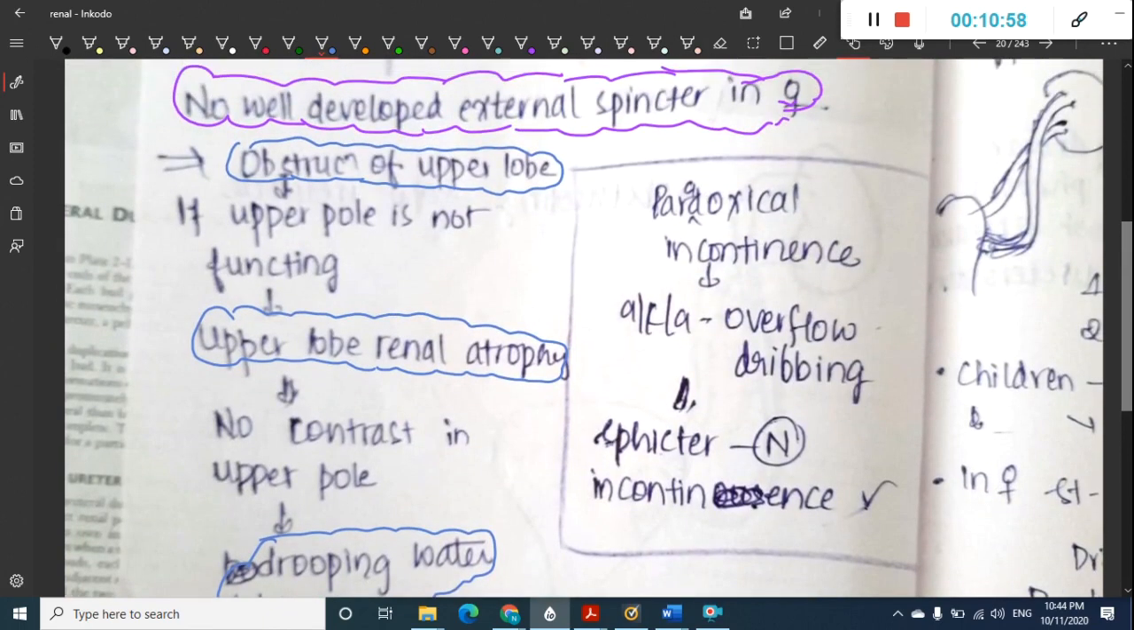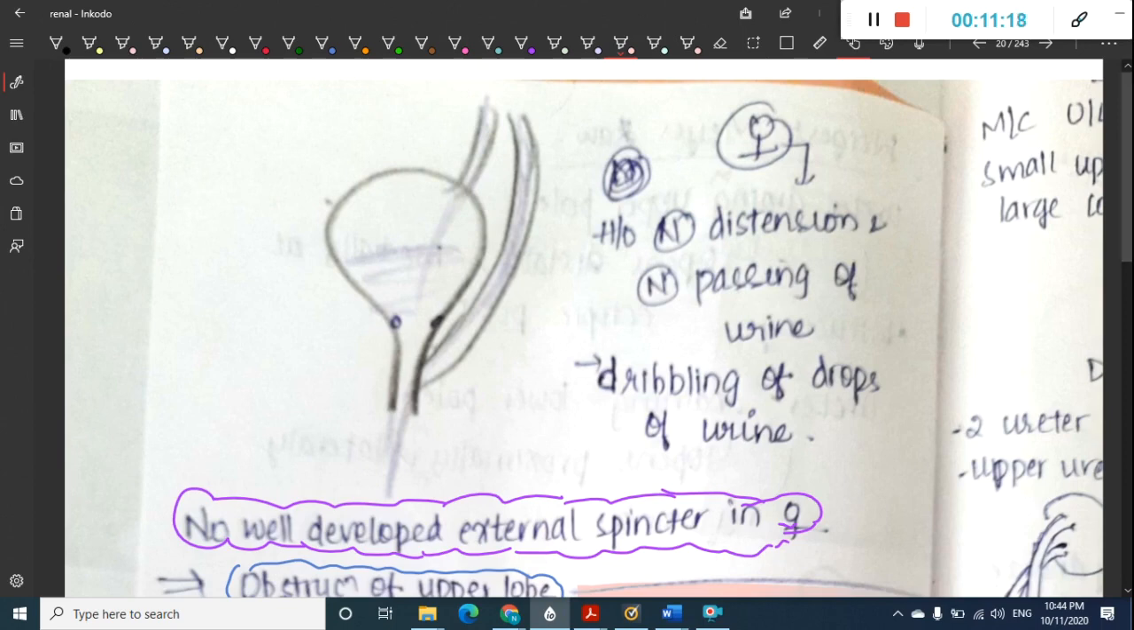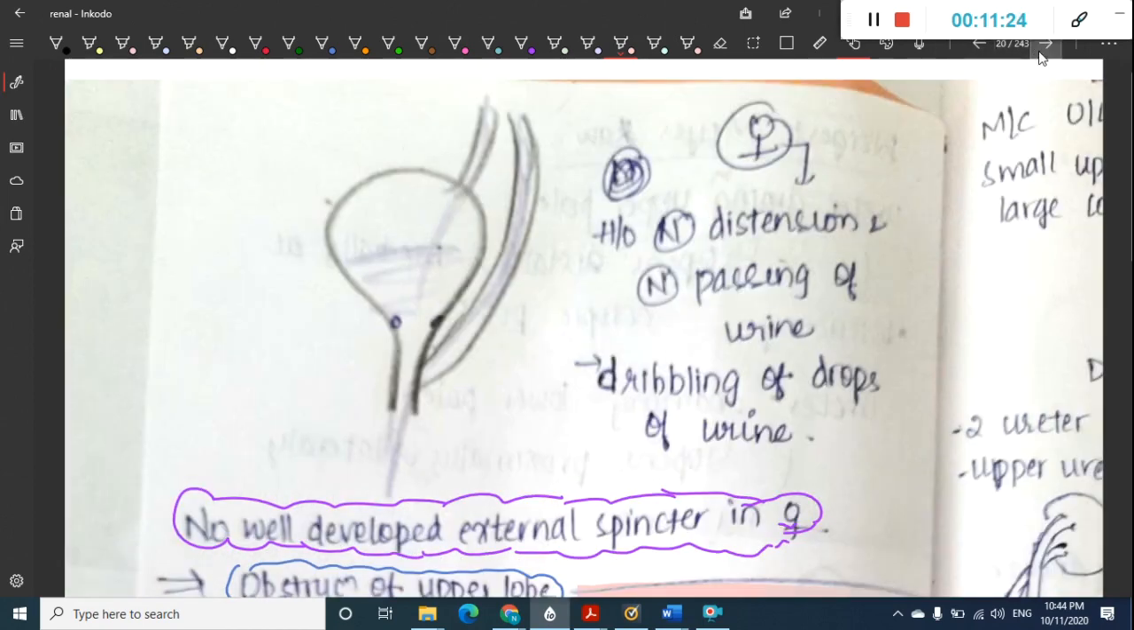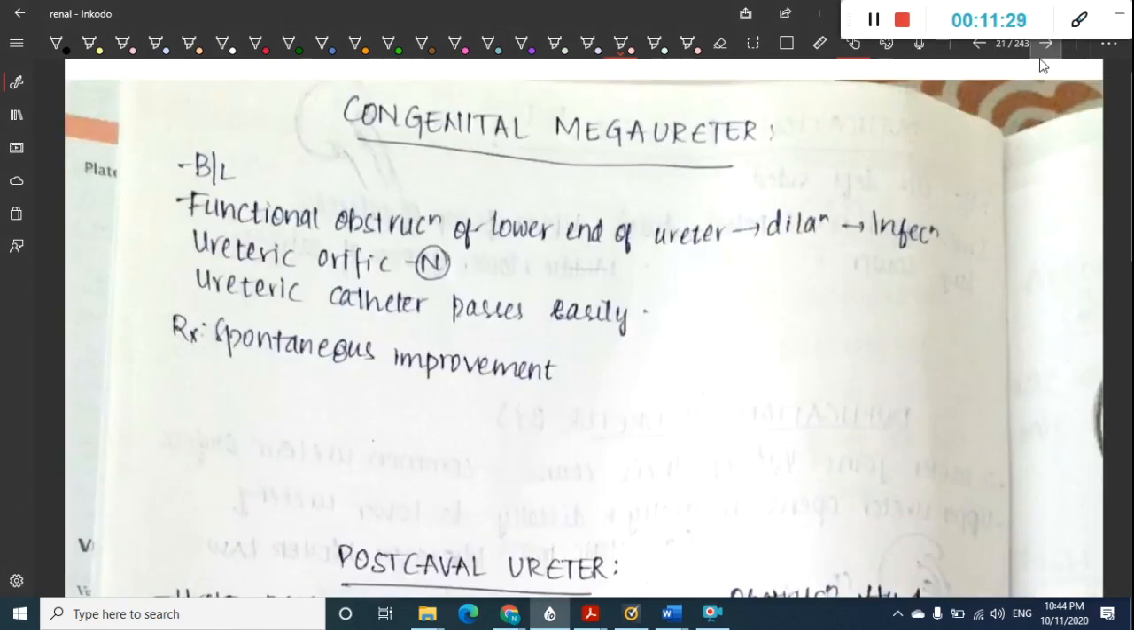There is one more thing, which is completely different but which can be asked, called paradoxical incontinence. What is paradoxical incontinence? It is also called overflow incontinence. Here the sphincter is normal and incontinence is present. It is almost similar to the incontinence we see in this disease. So this is about duplication of ureter.